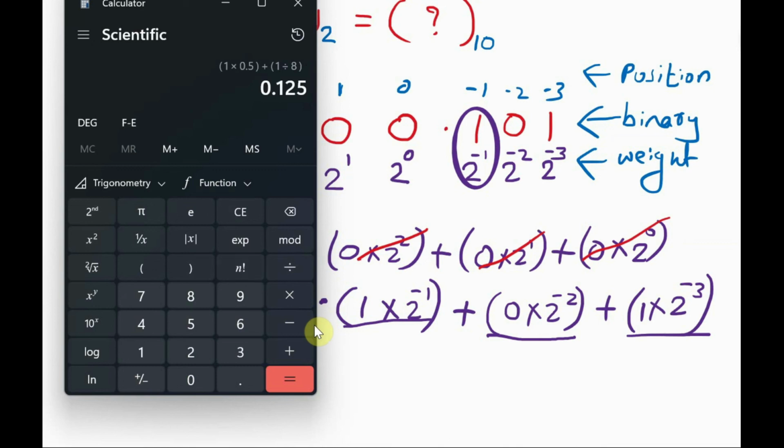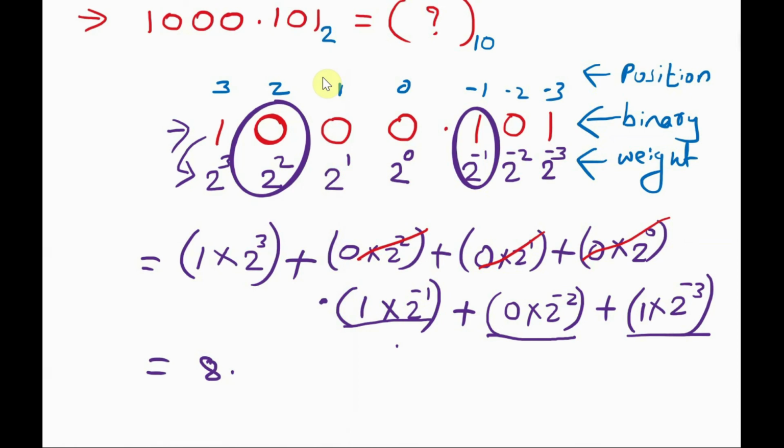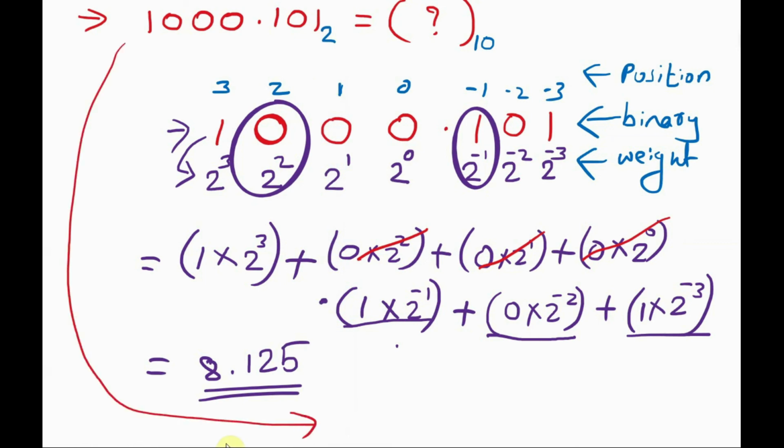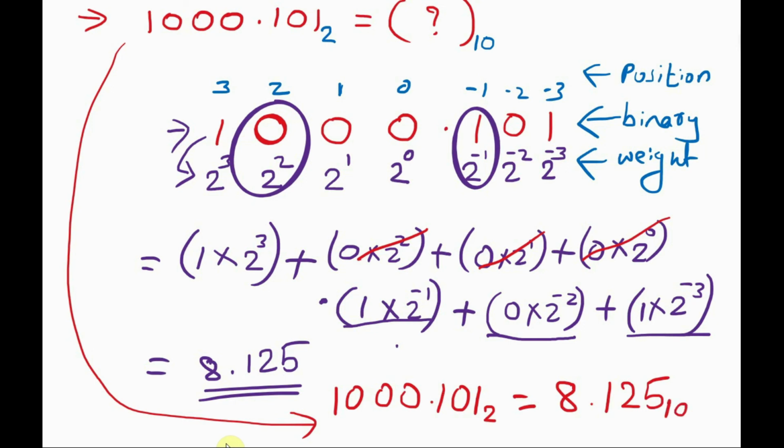So the answer is 0.125. So the final answer is 8.125. Therefore, 1000.101 to the base 2 is equal to 8.125 to the base 10.